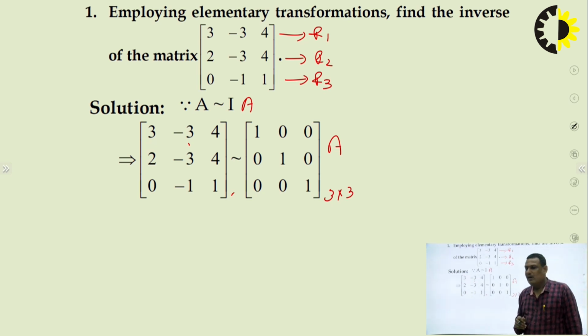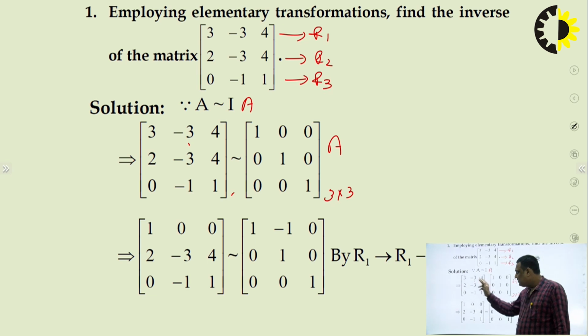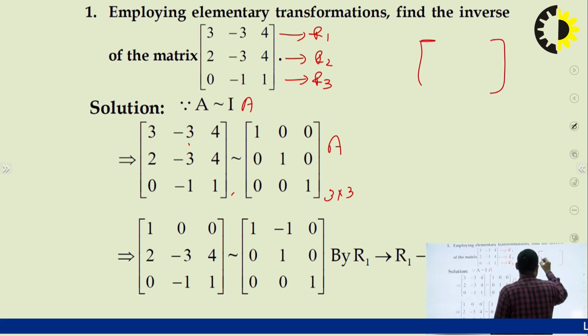मेन फोकस अवर इज कि लेफ्ट हैंड साइड जो मैट्रिक्स A इज कन्वर्टेड टू यूनिट मैट्रिक्स बाय एलिमेंट्री रो ट्रांसफॉर्मेशन. And lastly, when we have the final result in unit matrix, on the right hand side we will find A inverse automatically. Just focus. First element always is 1 because our focus is on unit matrix. What is unit matrix?